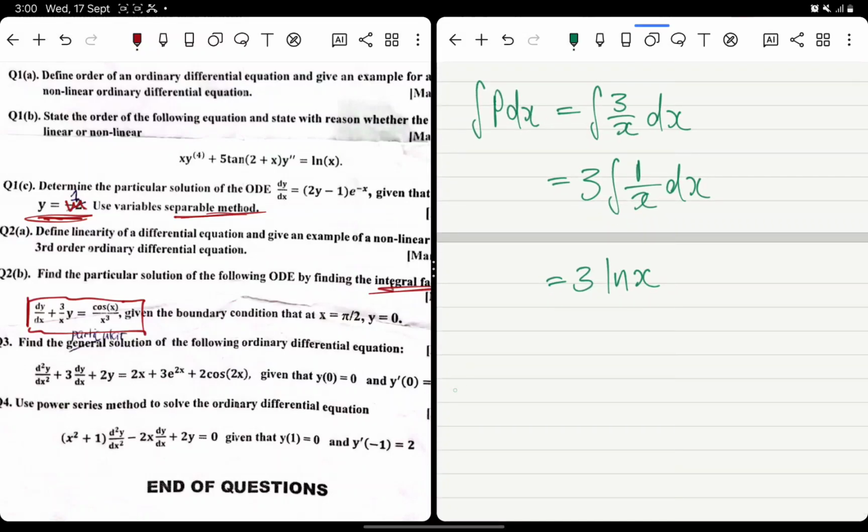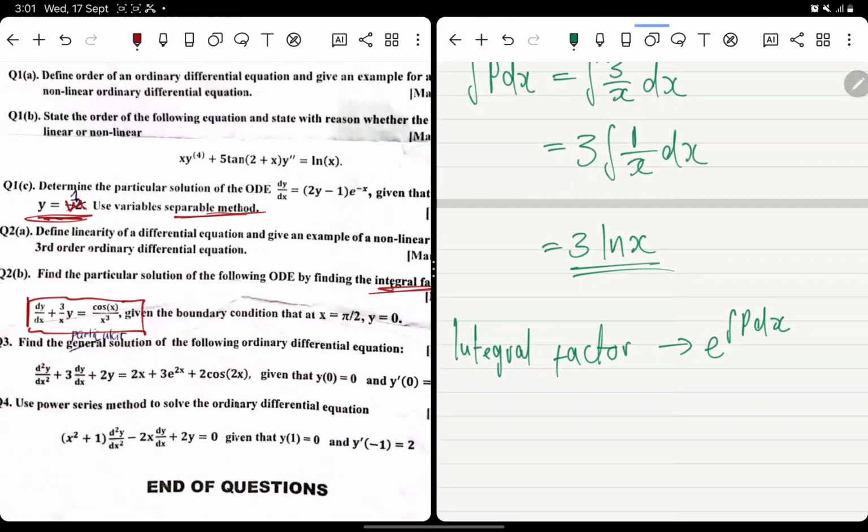Yes. Now what are you going to have? Remember, your integrating factor is now going to be e to this answer. It is e to the integral of p with respect to x. We have found the integral of p with respect to x, so we are now going to put it as a power of e. So it's going to be e to the 3 ln x. We now have e to the 3 ln x.